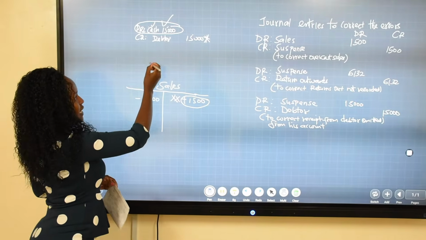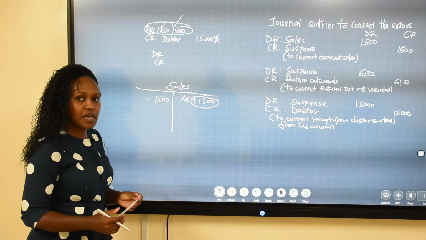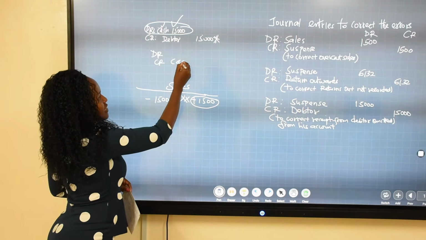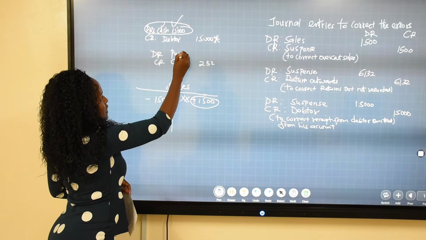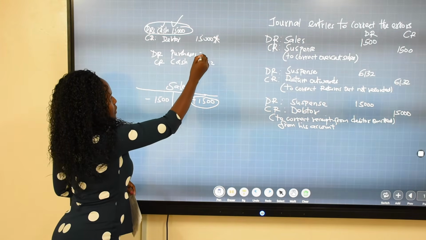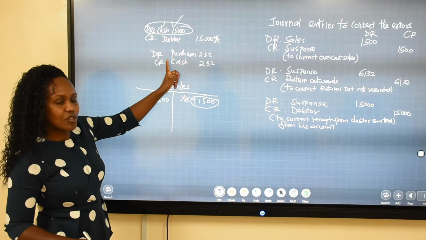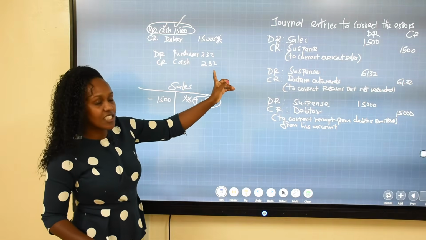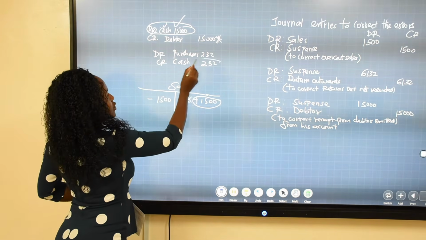Number 4, a cash purchase of shillings 232 was recorded in the cash book only. Again, what you are saying here is that you have made a purchase by cash. So you have gone to cash and reduced by 232. You are supposed to also debit purchases by 232 because you have made some purchases for goods. You are supposed to credit cash by 232.